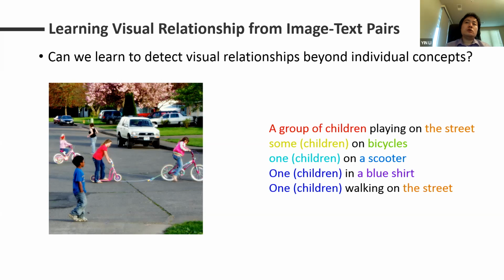So here we have a group of children playing on the street, some children on bikes, one child on the scooter, one child in a blue shirt, and one child walking on the street. The same child in a blue shirt is also walking on the street. Now, the question is, can we detect these relationships between individual concepts? Previously, we were really talking about localizing these phrases, but now can we actually figure out what the relationship between these phrases is?